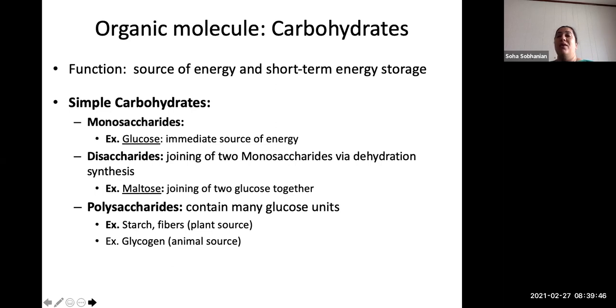So organic molecule, the main one would be carbohydrates. And again, guys, please, please, please, I am begging you to understand this right, because these are literally your exam questions. And I don't want you guys to misunderstand the information and not do well in your exam. So I'm telling you, these are exam questions. If I ask you guys, what's the job of carbohydrates in our body? The easiest way to think about it is source of energy or short-term energy storage.